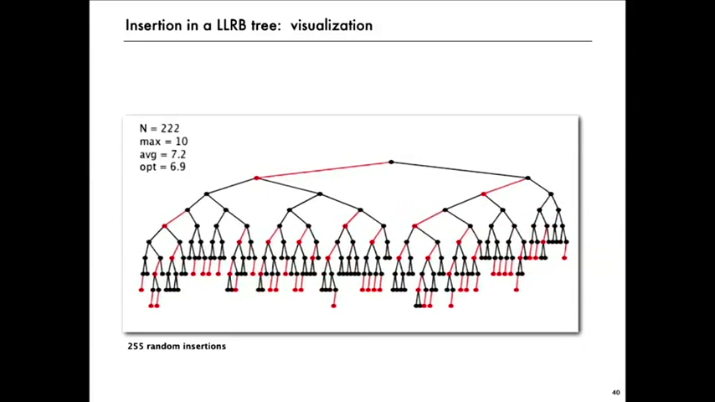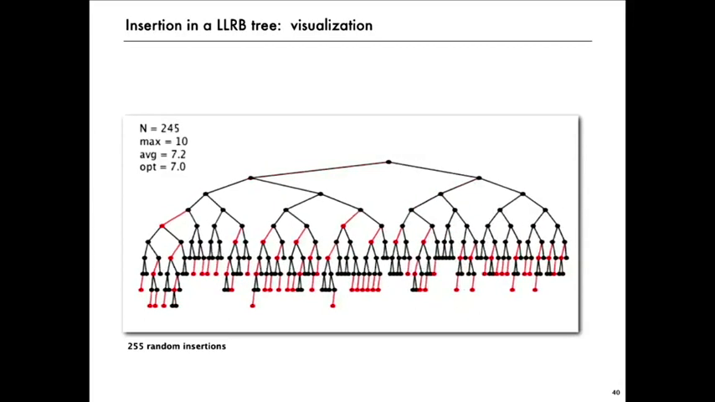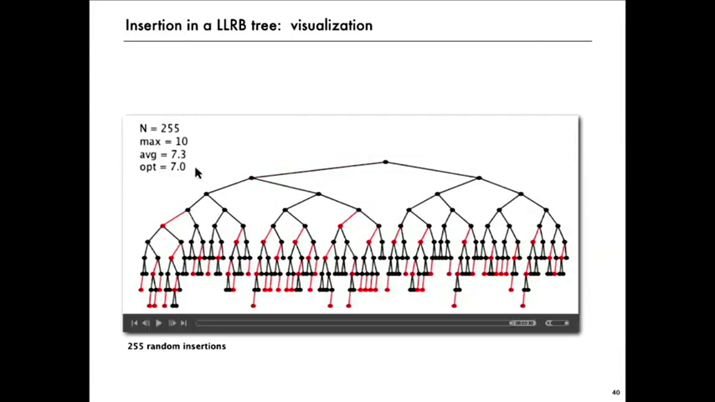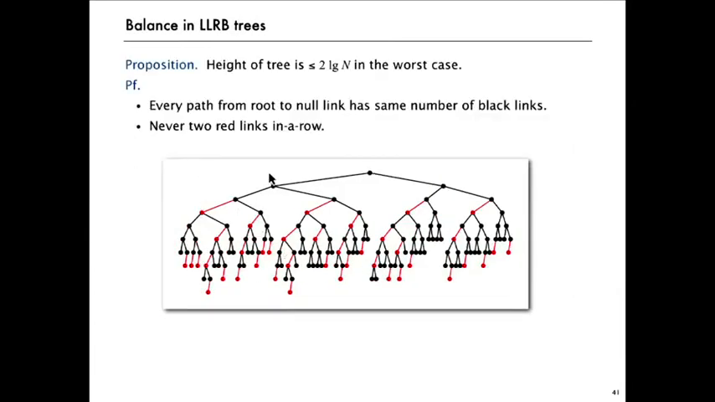And so in this case, the longest path is 10, and the average path is 7 for 255, very close to log base 2 of n. Easy to prove by correspondence with 2-3 trees that the height is guaranteed to be less than 2 log base 2 of n. Every search in a left-leaning red-black tree is guaranteed to take less than 2 log base 2 of n, because every path has the same number of black links, so you never have 2 red links in a row.